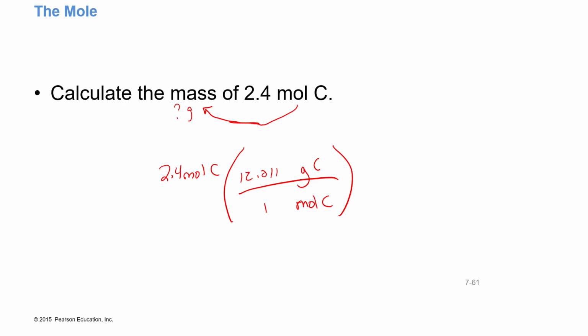So 2.4 times 12.011 equals 28.8 grams of carbon, because the moles cross out and you're left with grams, and that's what we wanted in the problem.